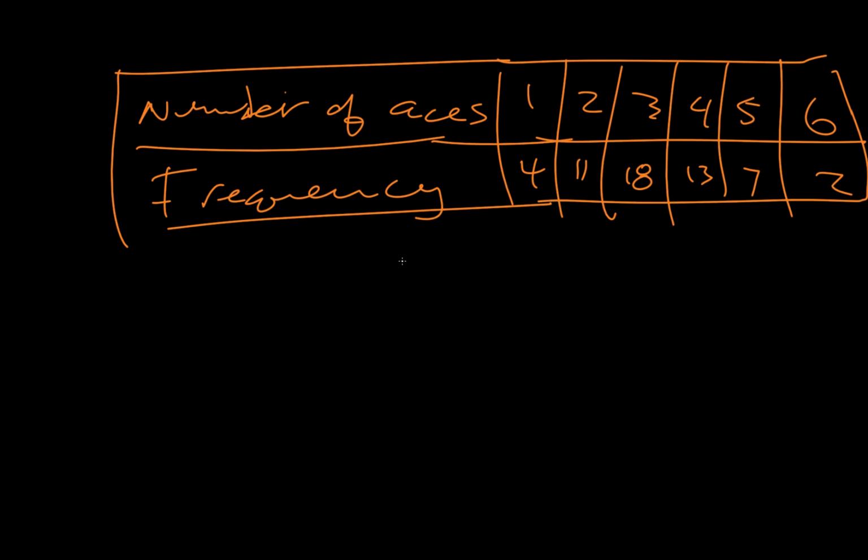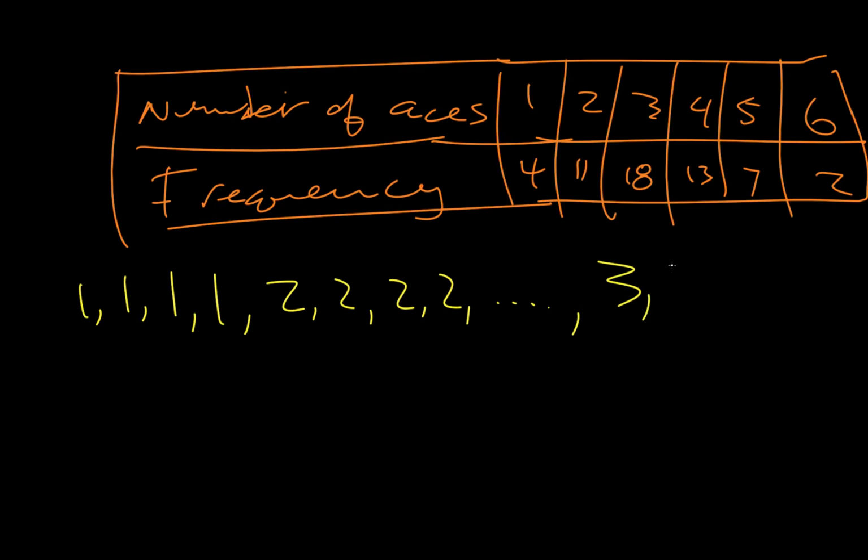So if we were to write this out, we would actually write 1, 1, 1, 1, and then we write 2, 11 times, and then we'd write 3, 18 times, etc. Okay, I'm not going to do that. We're just going to use the frequency table to help us, but hopefully that all made sense.